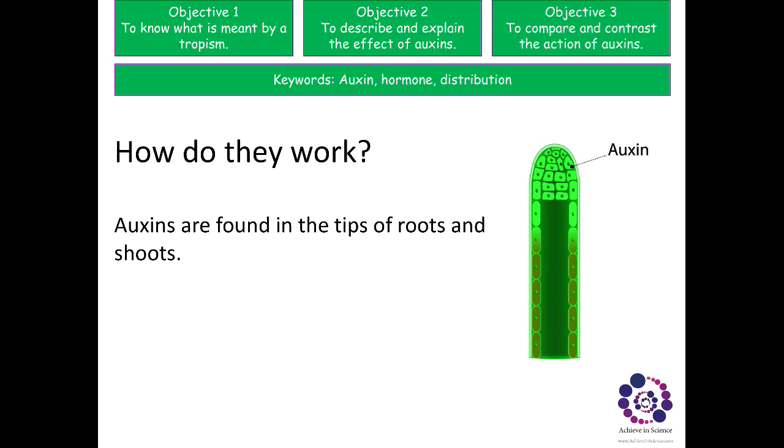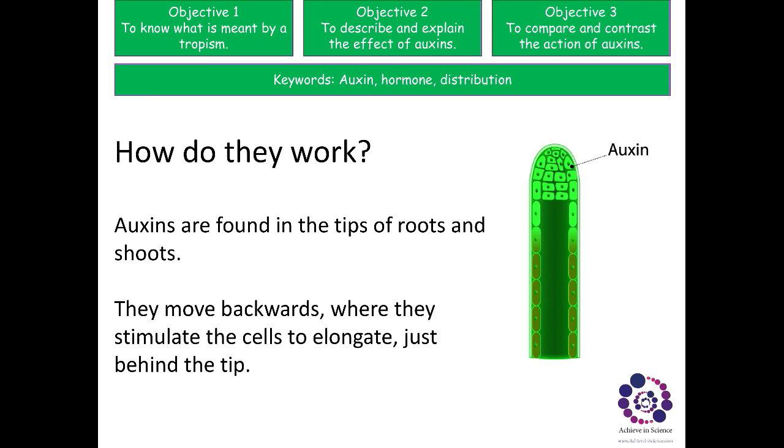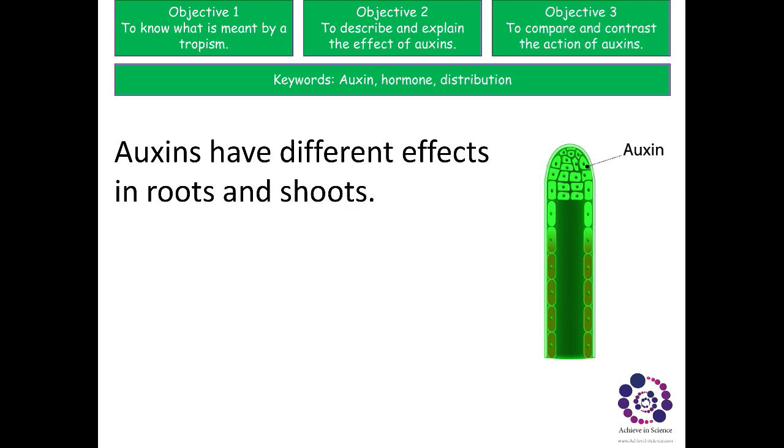So how do they work? Well, they're found in the tips of roots and shoots. They move backwards where they stimulate the cell to elongate just behind the tip. So it's the area behind the tip that is actually growing, not the tip itself.